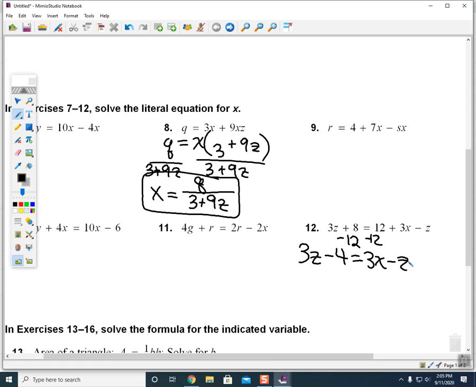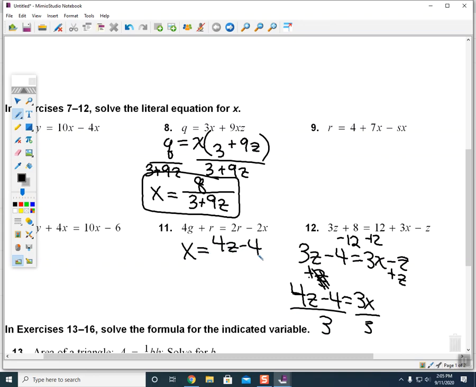Now what? Give me a second. Add z. I'm going to add z to both sides. So 3z plus z is going to be a 4z. 4z minus 4 equals 3x. One more step. Divide by 3. So now I've got x equals 4z minus 4 all over 3. Done. Finished.